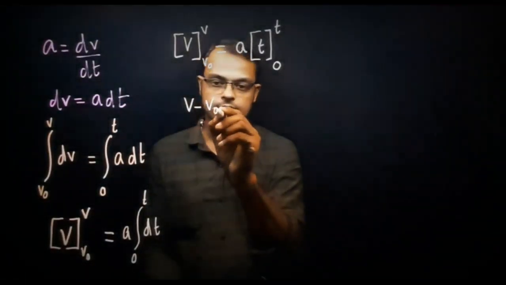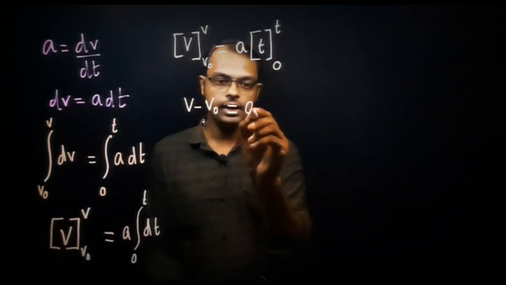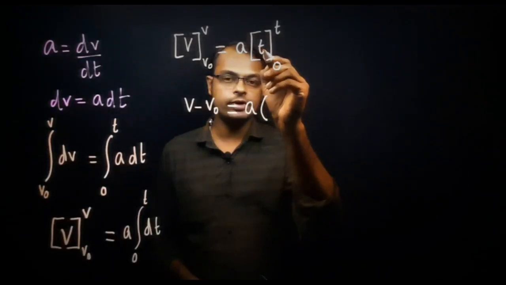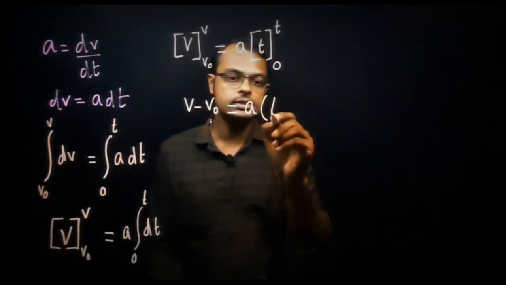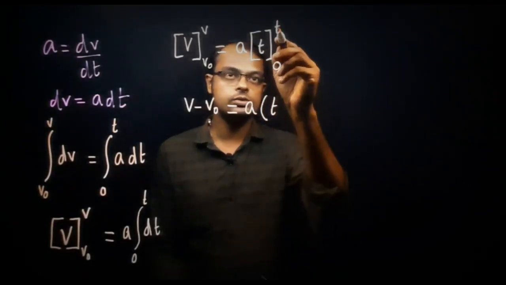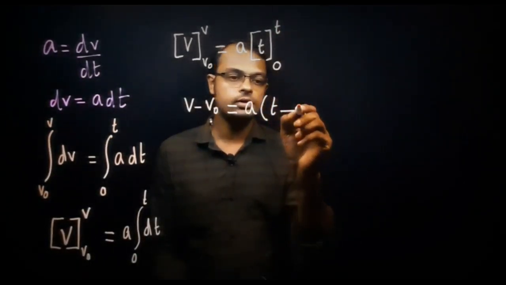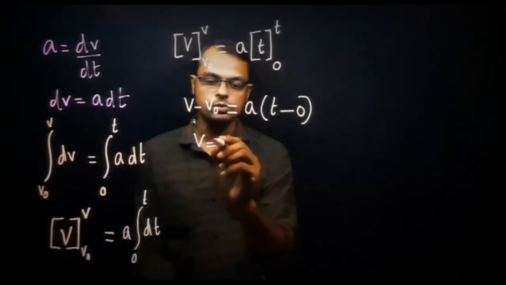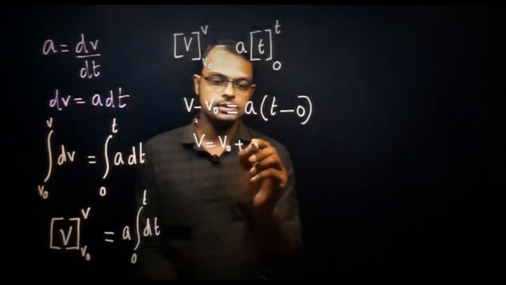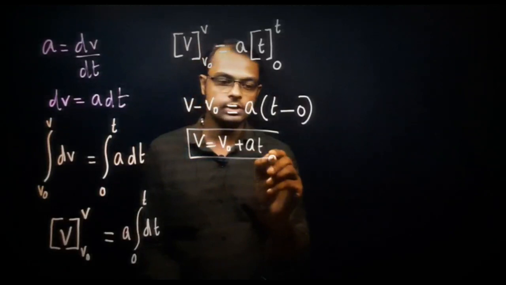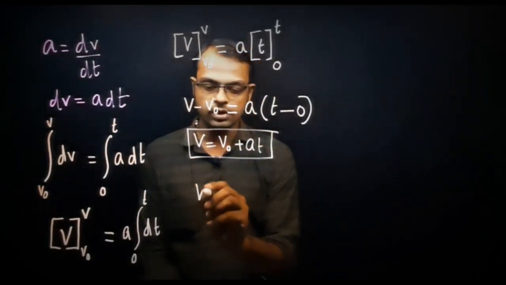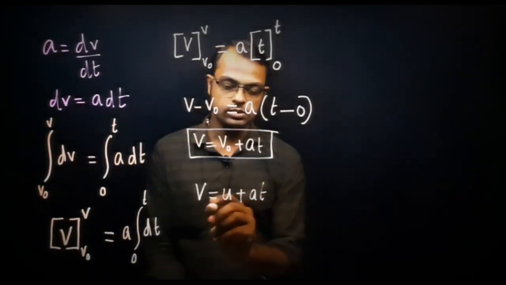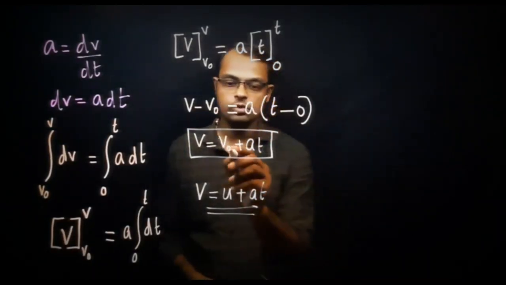So it becomes v0 is equal to a into, now writing bracket here, first you substitute the upper limit in the time variable. So t itself. Okay, we are not substituting any number, just t itself, minus apply the lower limit, it becomes 0. What is the final equation? v is equal to v0 plus at. So this is the first equation of motion. We have already learned in previous classes, or maybe in year 9 classes, v is equal to u plus at. So this is the first equation, or v is equal to v0 plus at.